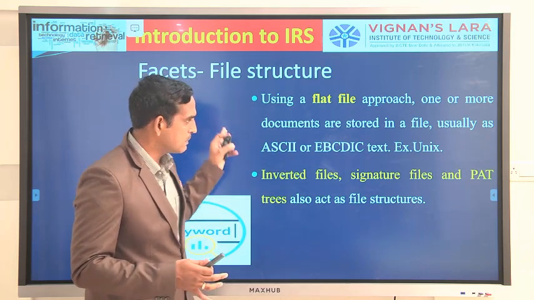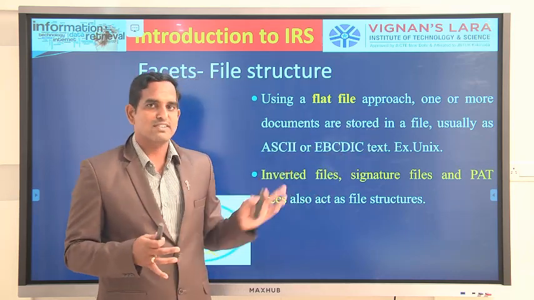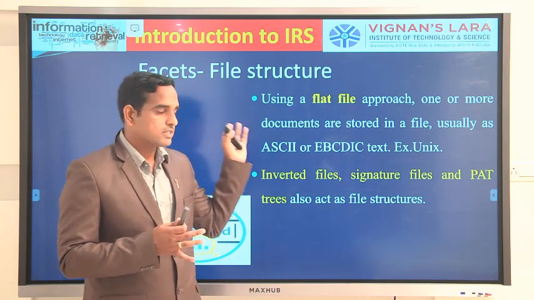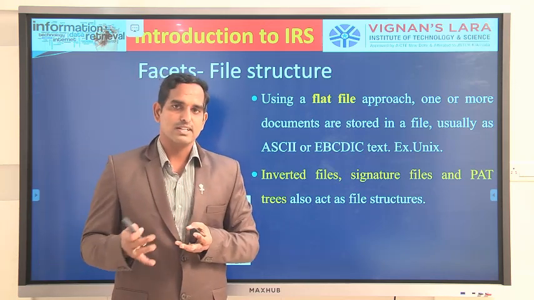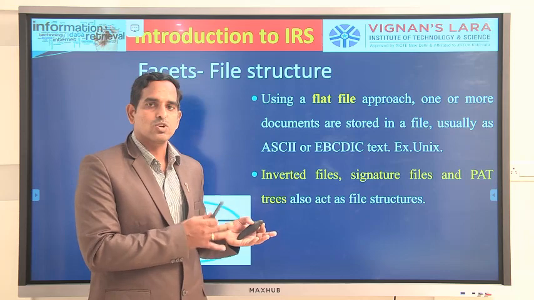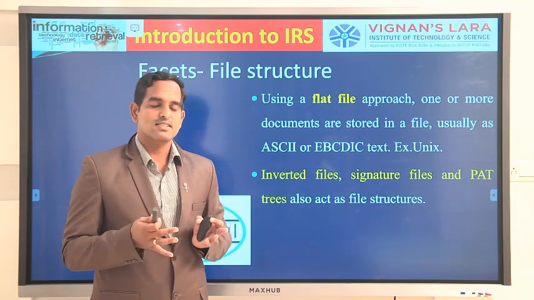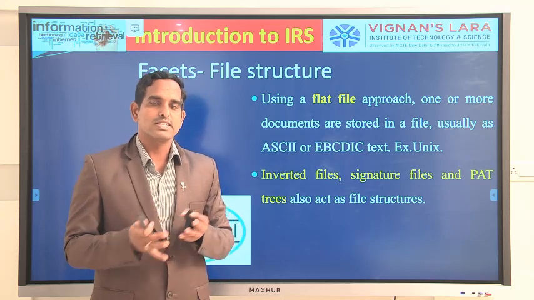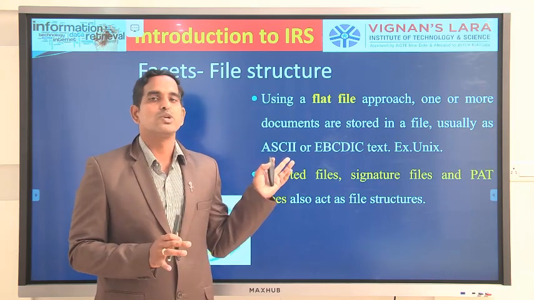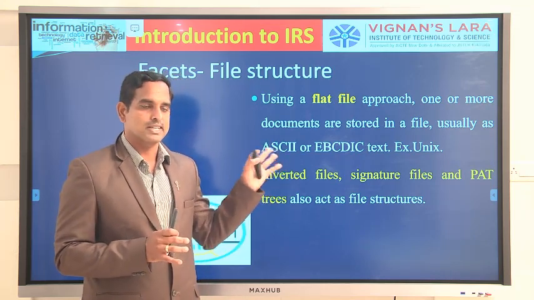So in Unix, we use a flat file system, or flat file structure, to store your files. Your IR system could also use a flat file system. If your IR system is not very complex and just has text, then you could use flat files to store that text.